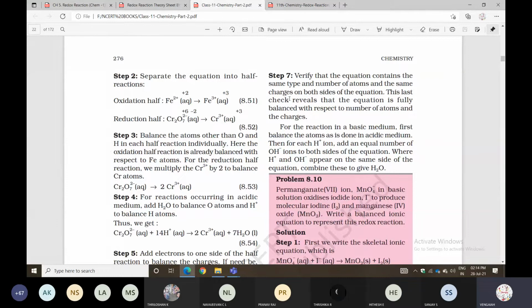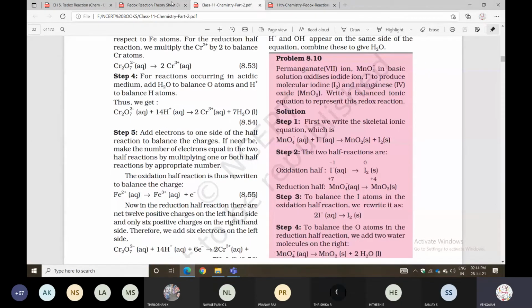A permanganate ion, MnO4 minus, in the basic medium, so basic solution, oxidizes iodide ion to produce molecular iodine and manganese oxide. Write a balanced ionic equation to represent this redox reaction.